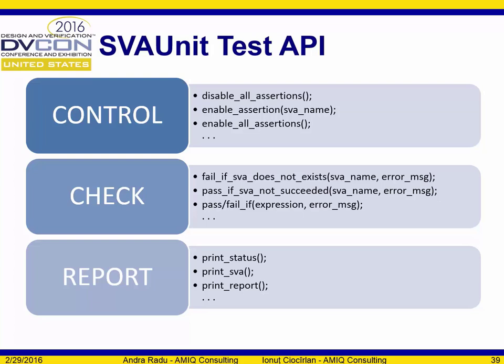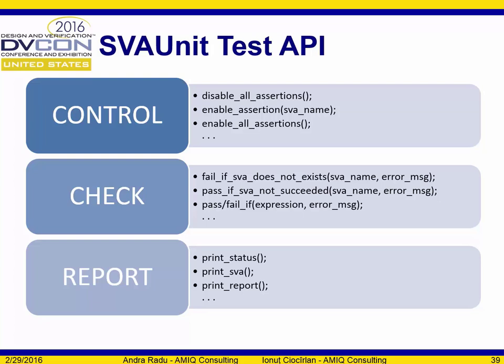We also have passive SVA not succeeded. Here, we used this in the previous slides. This API will let the simulation continue if the SVA state is failed, as we expected, or it will finish the simulation. If you want to do some custom error checking, you could just use the pass or fail if check API.